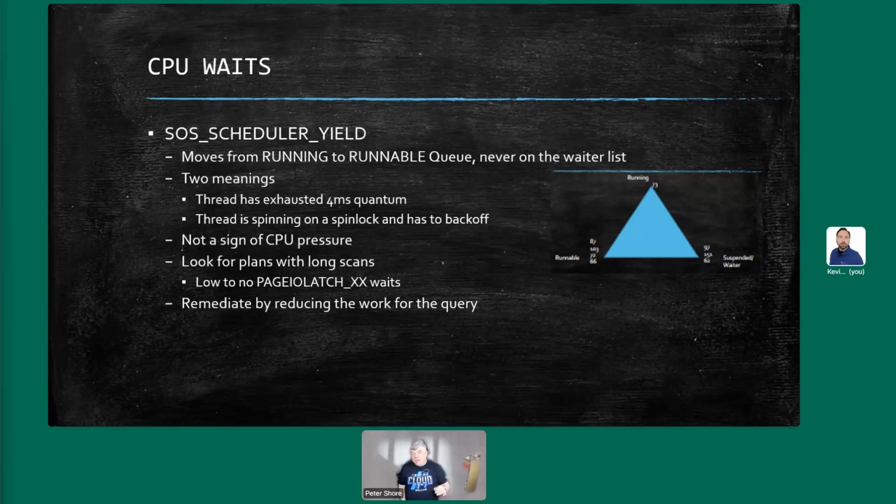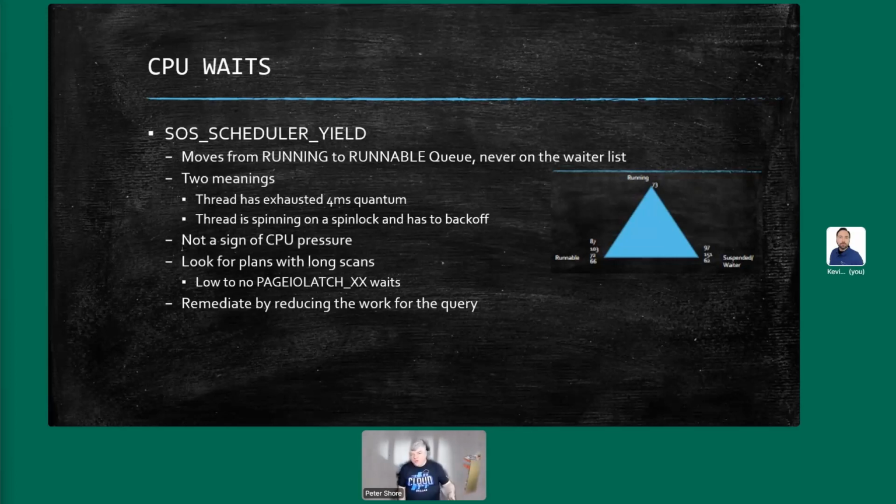The way you find the queries is you're going to look for plans with long scans that also have no PAGEIOLATCH waits. We'll talk about page IO waits here in a few minutes. So those table scans, nothing in the way, not waiting for anything, just takes longer than it has to do the work. And really, you're going to remediate by reducing the work for the query.